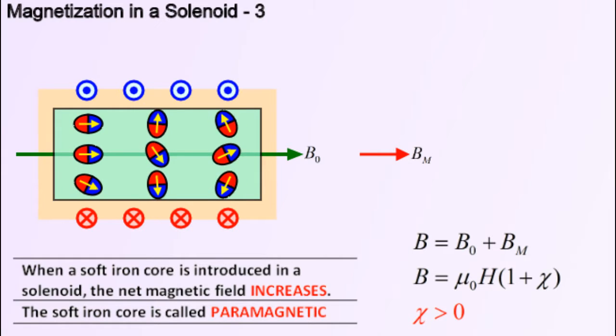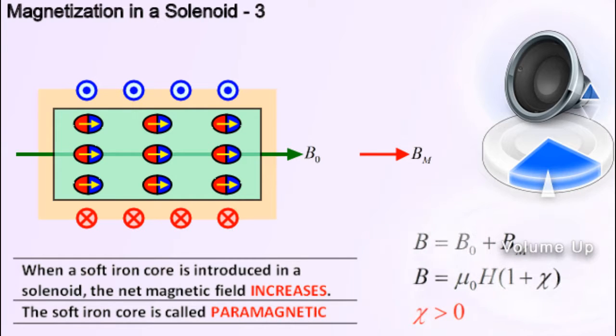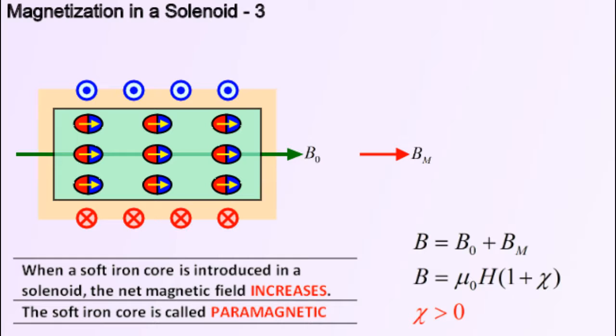Let's spend a bit more time on the magnetic susceptibility chi. If we take a material like a soft iron core, we find that the dipole moments align with the solenoid magnetic field B0. So we start out with a solenoid field of B0, and after inserting the soft iron core, we get an additional magnetic field in the same direction as B0. So the total magnetic field increases. In this case, chi is greater than 0. The soft iron core is also called a paramagnetic material.